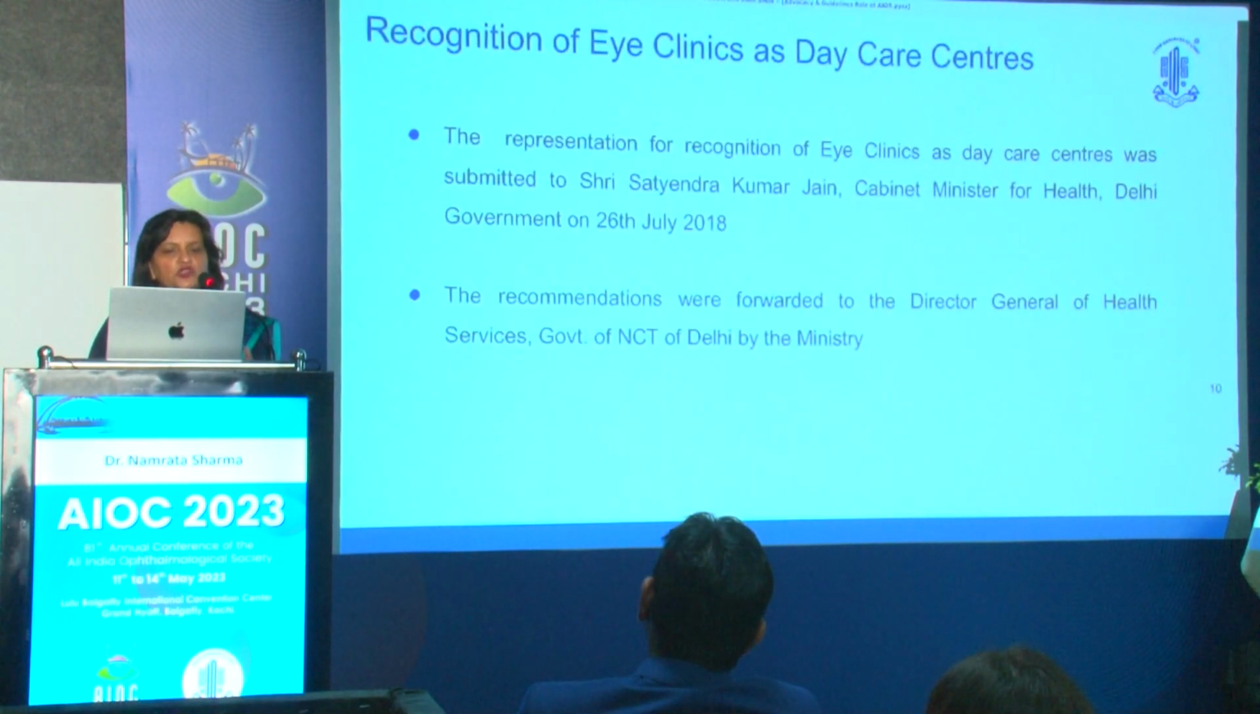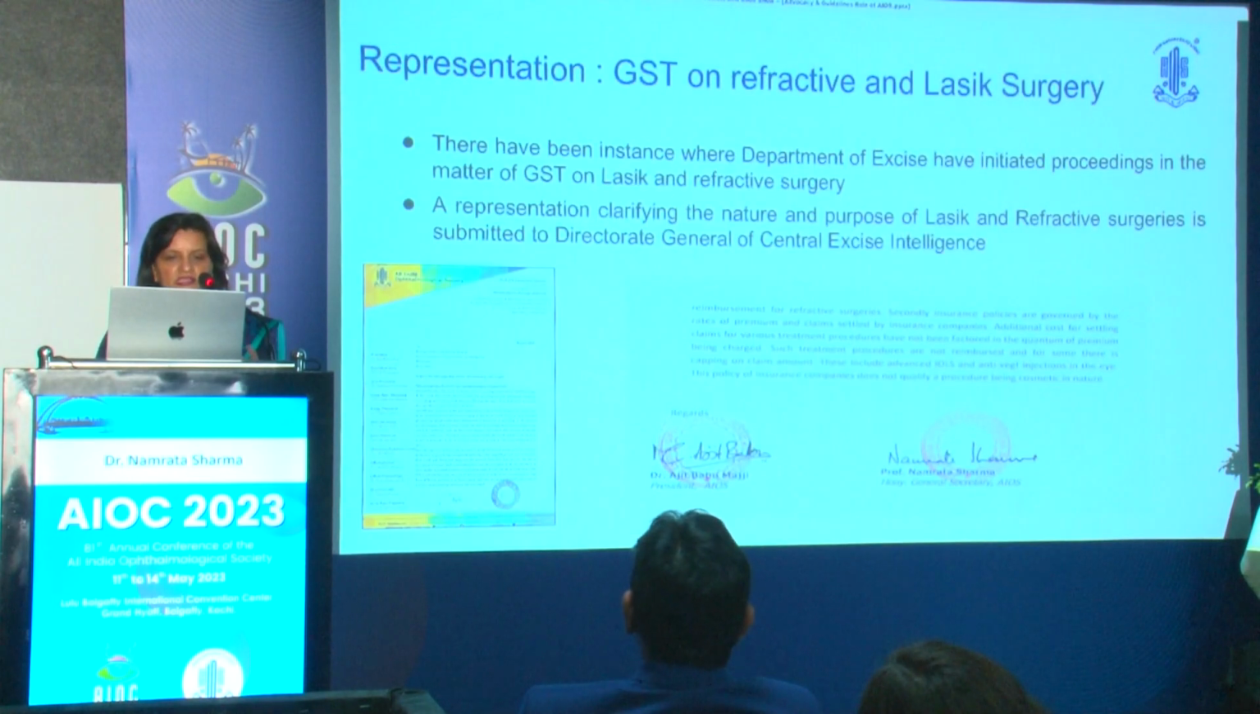Then, as far as recognition of eye clinics as daycare centers is concerned, at the level of Delhi Ophthalmological Society, this has been done and the process is continuing. And I'm sure even if a single state gets something on the recognition of eye clinics as daycare centers, then all the other states can use that document to replicate it, and use that as a precedent, so that it can be done in their states.